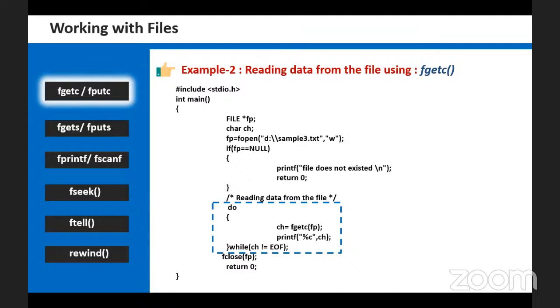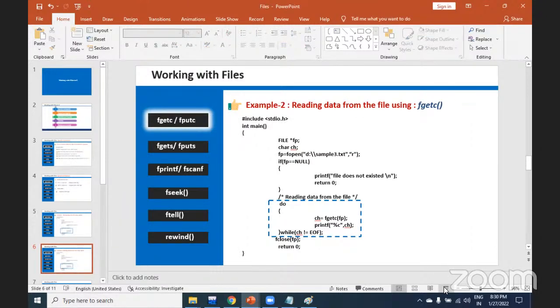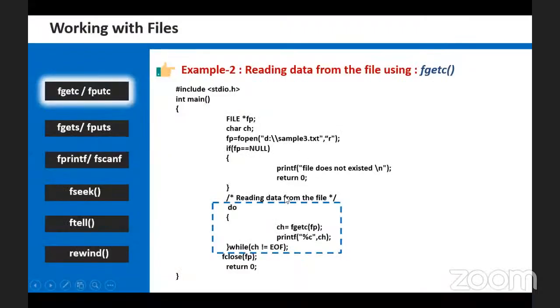So this is the program we need, reading the data from the file and displaying it to the monitor. What are the steps here? I just open. Here we should open in read mode, not write mode. I'll do the correction here. You should read the data in read mode and then use fgetc. Okay, if it is not null, then I'll go here.